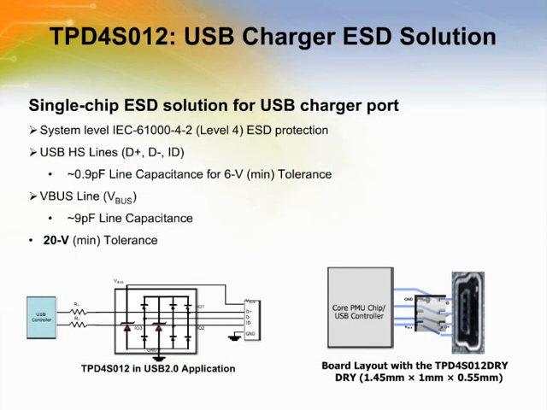The TPD4S012 is a 4-channel electrostatic discharge solution for USB charger or USB on-the-go interface. In many cell phone applications, the USB connector is the de facto communication port for external communications like high-speed data transfer, audio signal, charging, car kit, etc.